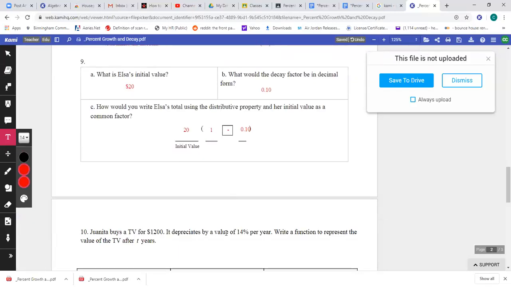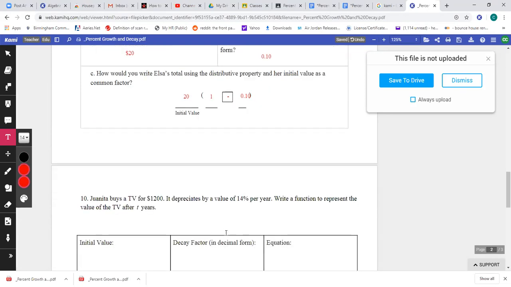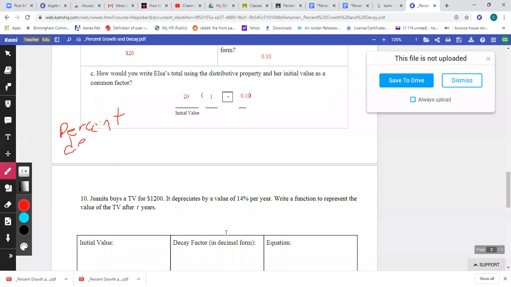The Postmates thing is a one-time thing. Now, if we have something that happens every year, it becomes an exponential function. So this time, we are going to do percent decay. And percent decay looks like y is equal to a times 1 minus r to the x power.